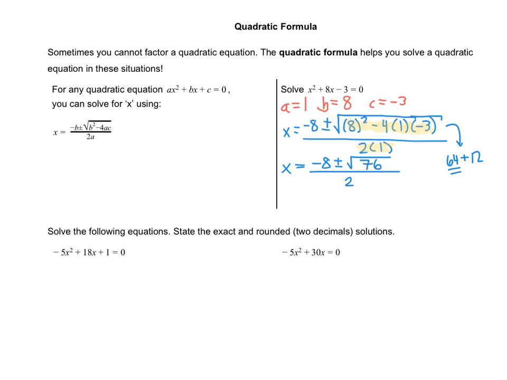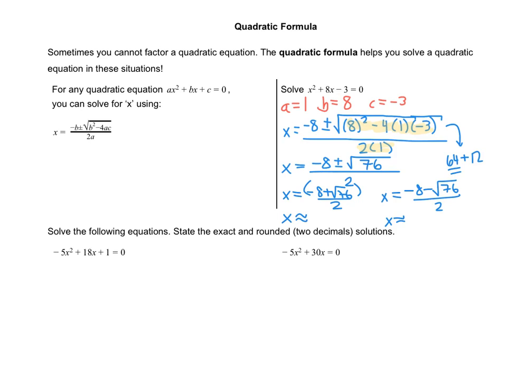And now this would be the exact solution. So one of the exact solutions would be negative 8 plus the square root of 76 all over 2. And the other would be negative 8 minus the square root of 76 all over 2. Those are exact. If I wanted the rounded answer, you would go to your calculator and you'd plug these in. And when you plug them in, you would do negative 8 plus the square root of 76. And you could press enter here and then divide it by 2. Or make sure you put the negative 8 plus root 76 in brackets, then the division by 2.